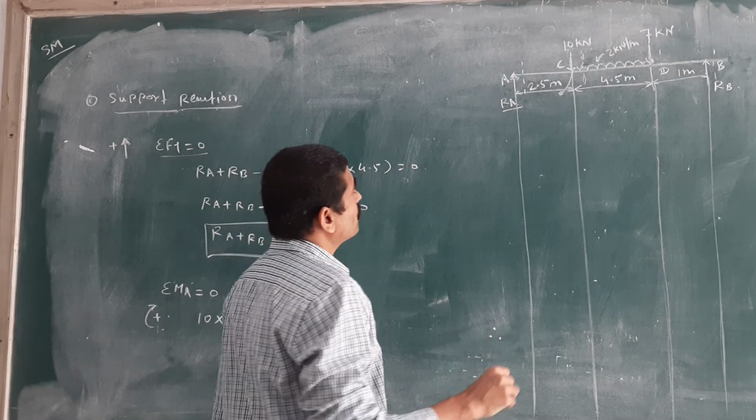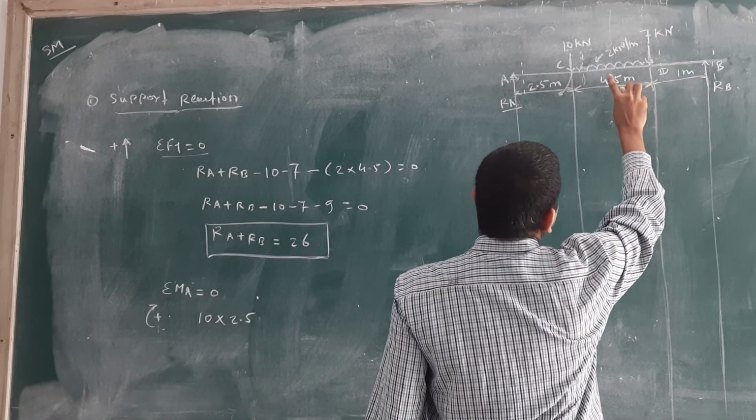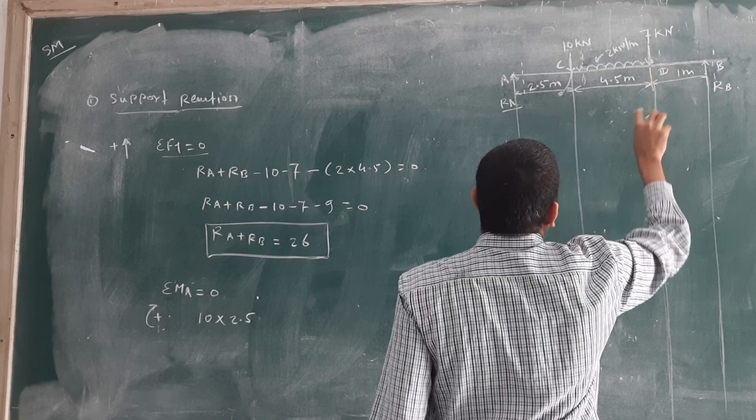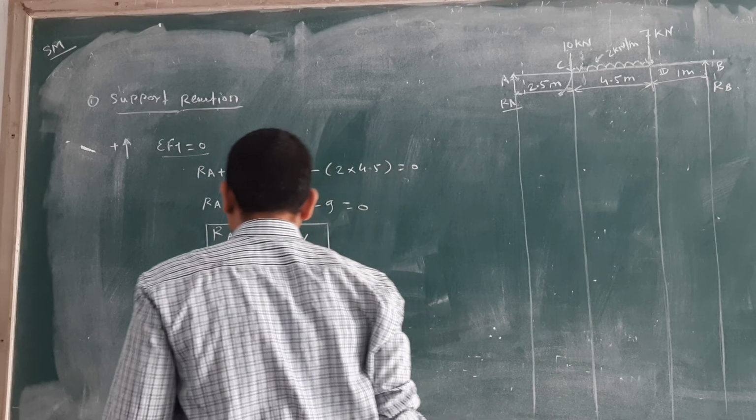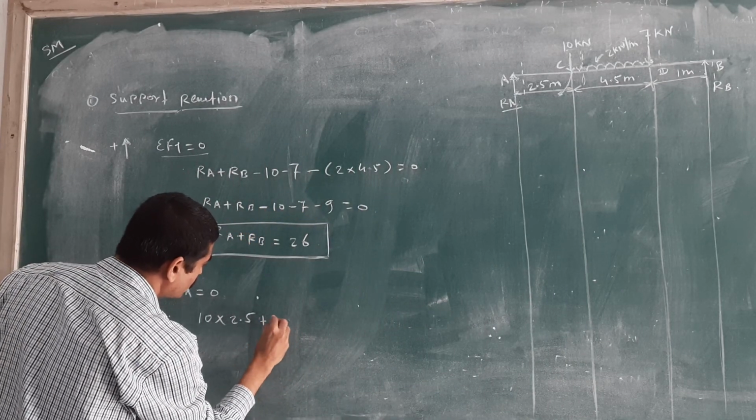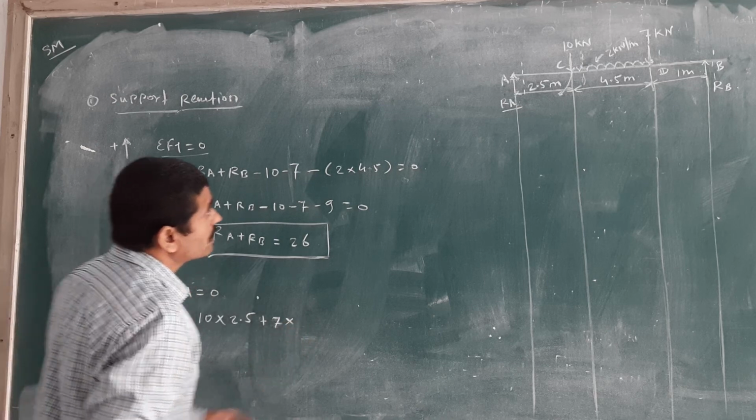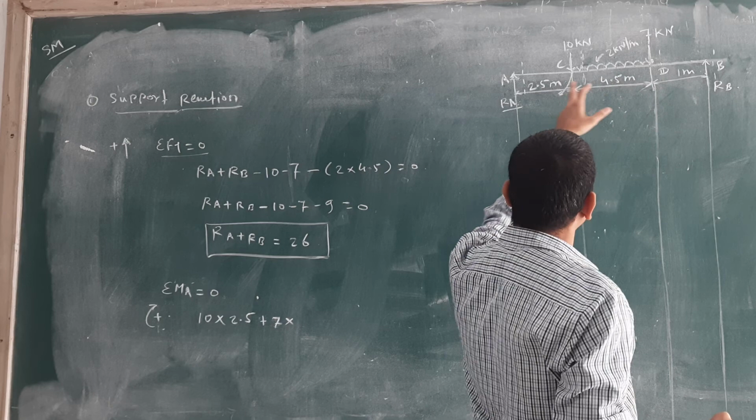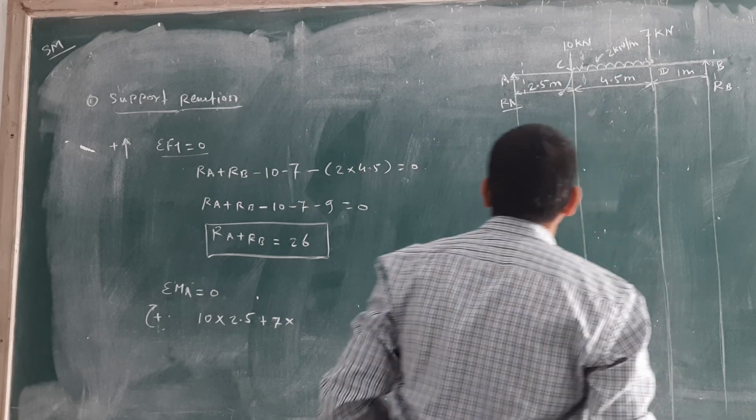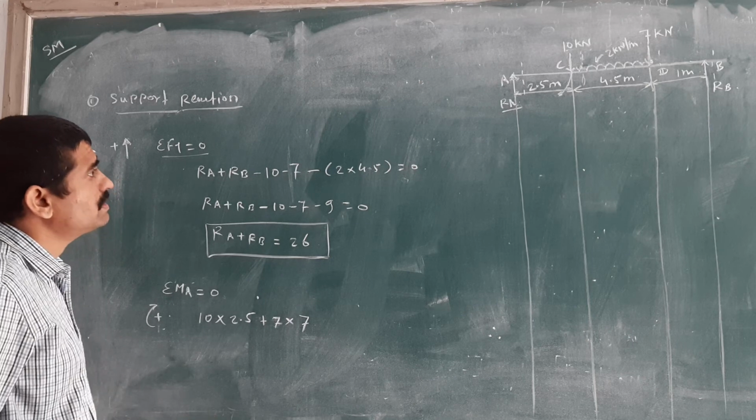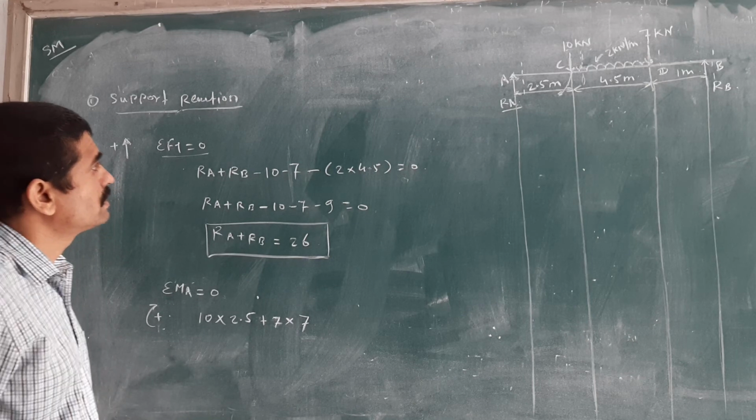Next, is there any other force? Then I will consider this force, 7 kilonewton. We consider the point load first. Again, this is going in the clockwise direction. 7 into the distance from A to D. 2.5 plus 4.5 means 7 is there. So 7 into 7.